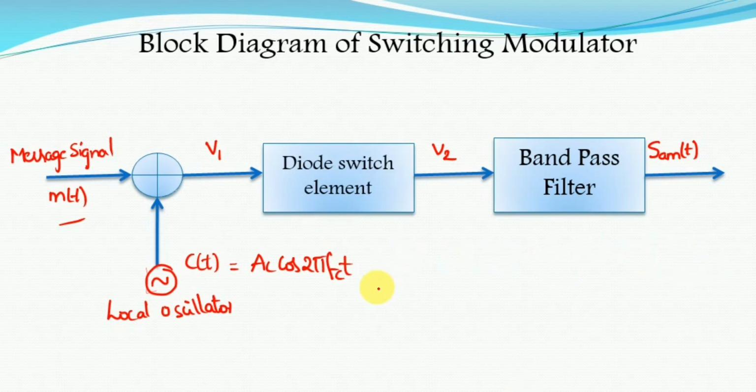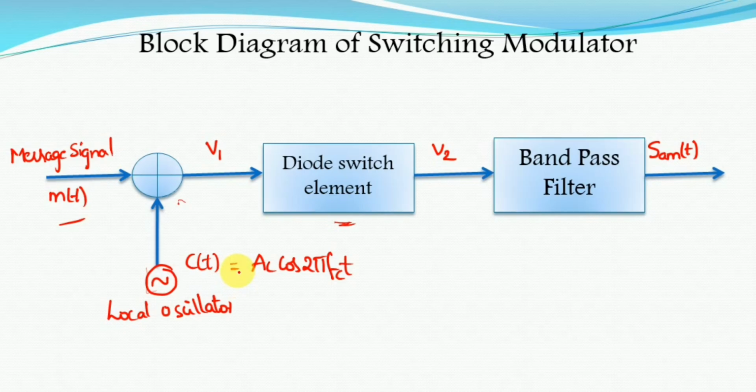The block diagram of the switching modulator is the same as that of the square law modulator we saw previously. In the square law modulator we use a nonlinear device, whereas here we are using a diode switch element. This is an adder circuit, to which the message signal and the carrier signal generated from the local oscillator are applied. Thereafter the added signal is given to the diode switch element. This diode will act as a switch based on the carrier signal.